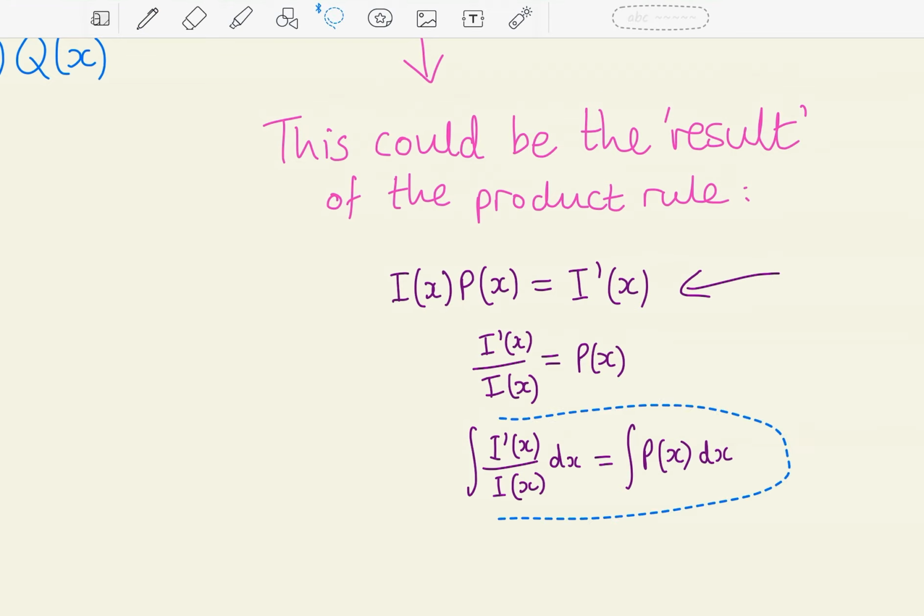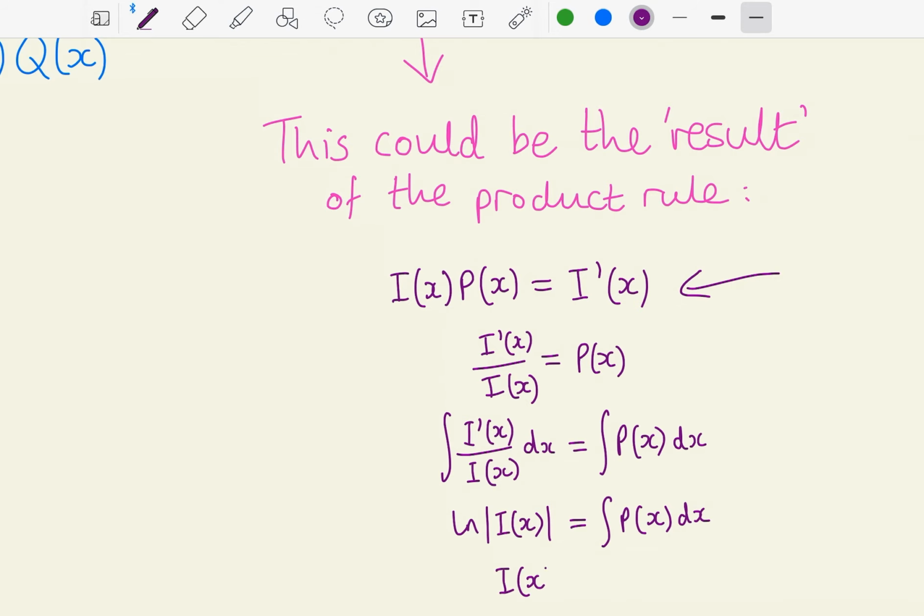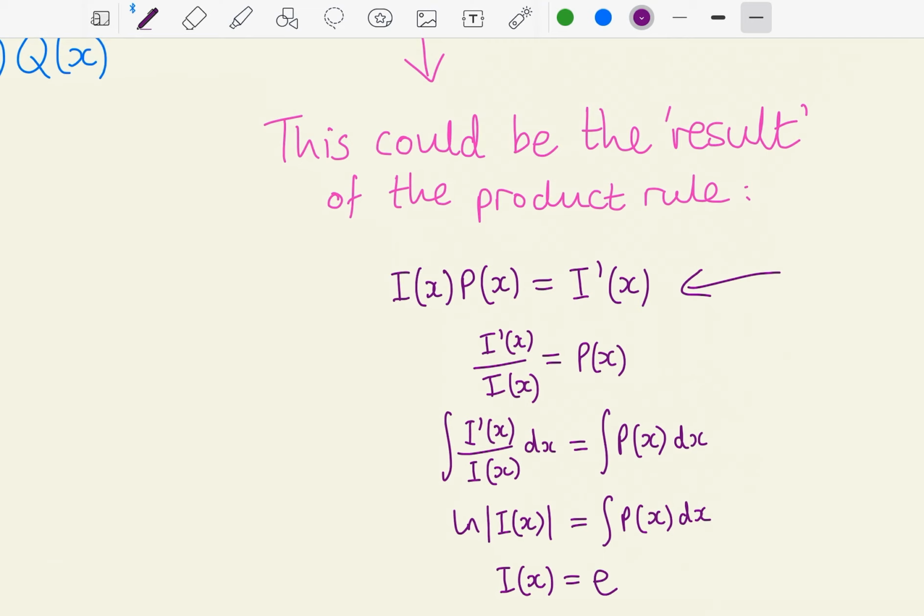Now this feels very familiar, because it's quite similar to the u substitution method, integration by substitution. And if we called I of x u, then I dash of x would be du by dx, and if we did our full substitution method, we would end up with this on the left hand side, that ln of I of x would equal the integral of p of x, which we still can't figure out right now without some information about p of x. But if we use our definition of logs for one second, then what I can find is what I of x equals.